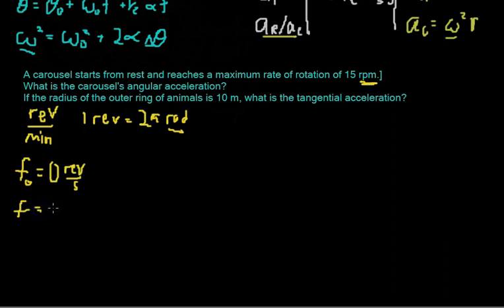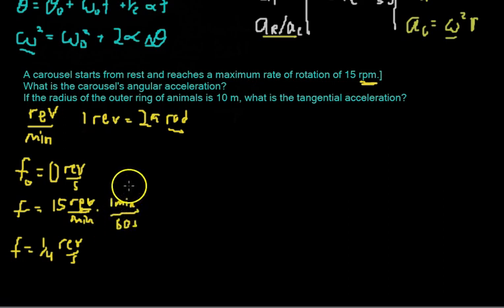And we have a final frequency of 15 revolutions per minute times, and then we have to think really hard about how many seconds there might be in a minute. It turns out that there are in fact 60 seconds per minute. So we would have 1 minute up here and 60 seconds down there. And so we end up getting a final frequency that is equal to 1/4 of a revolution per second.